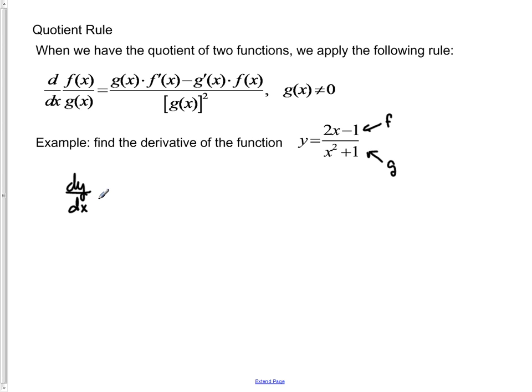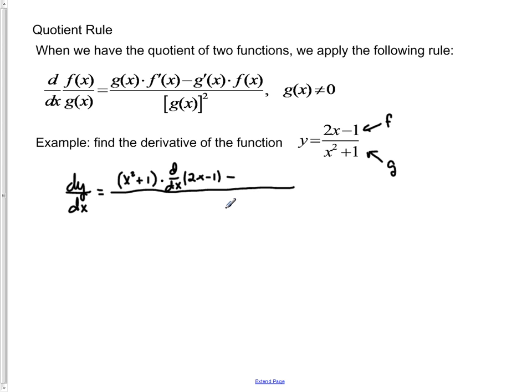will be equal to the following. Big fraction bar right here so I can work this out. g of x is x squared plus 1. So we're going to have x squared plus 1 here in the numerator. We're going to multiply that by the derivative of the numerator, the derivative of 2x minus 1 here. So I'll write that so I can see it, d/dx of the quantity 2x minus 1.